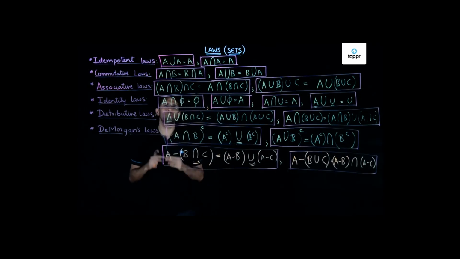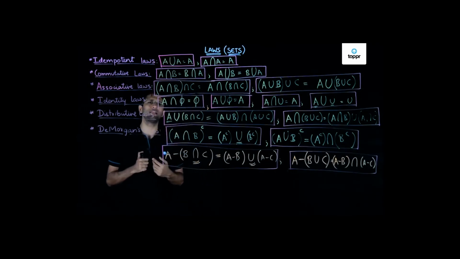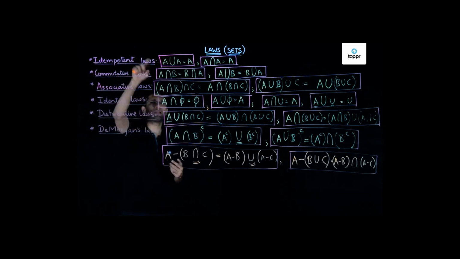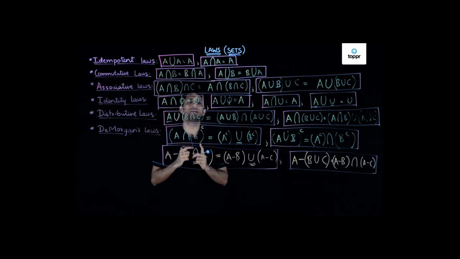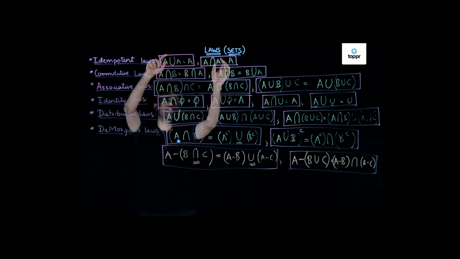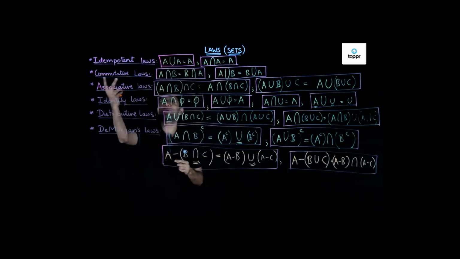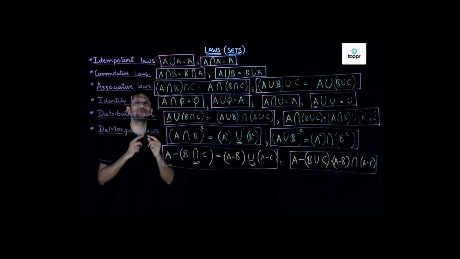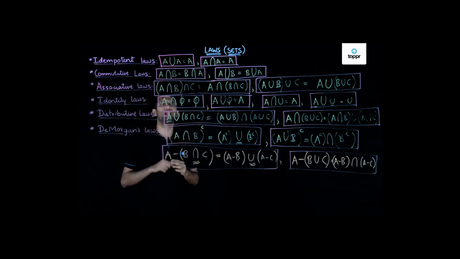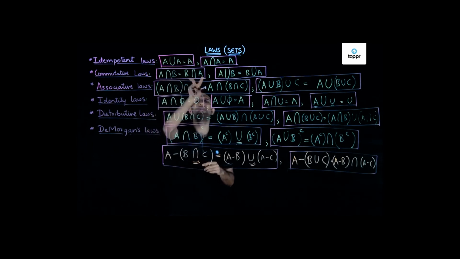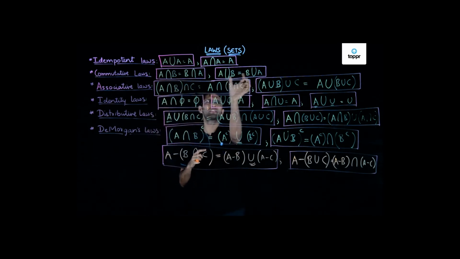So now to take a brief recap of what we've already learned, the idempotent laws that apply to sets deal with a single set A, and it says that the union or intersection of a set with itself gives the same set back. Next we saw the commutative laws which say that the operations union and intersection are commutative, that is A intersection B is same as B intersection A, and similar is the case with union.